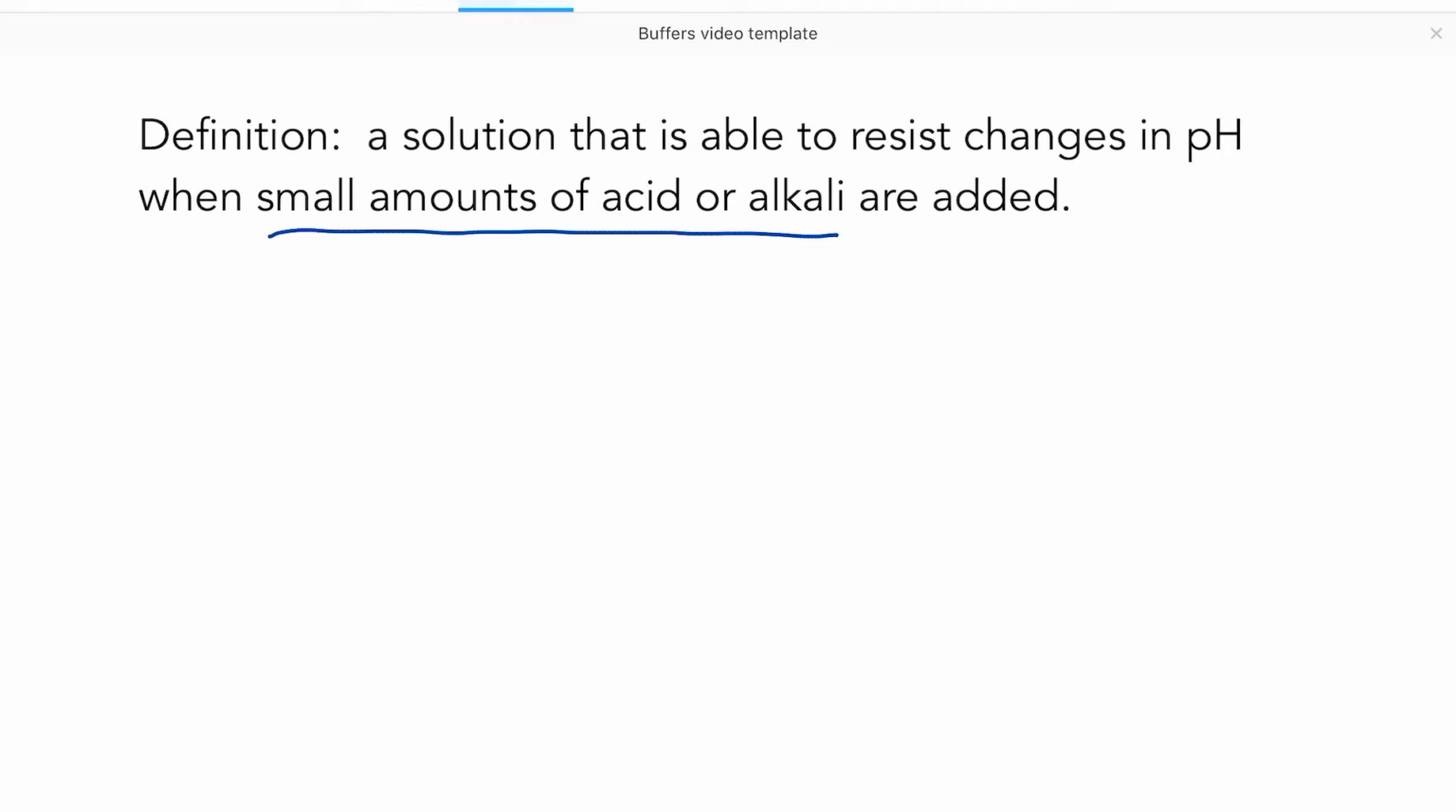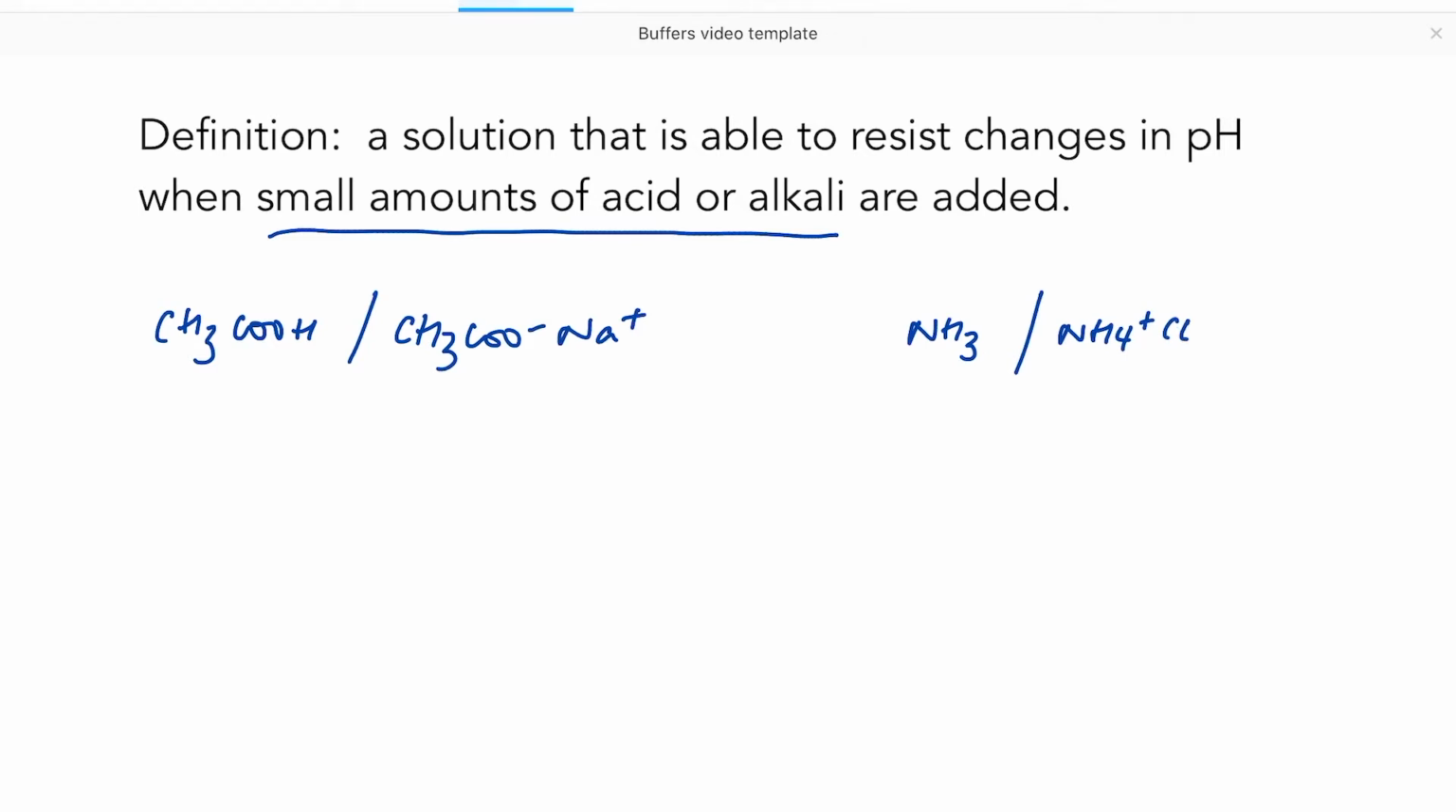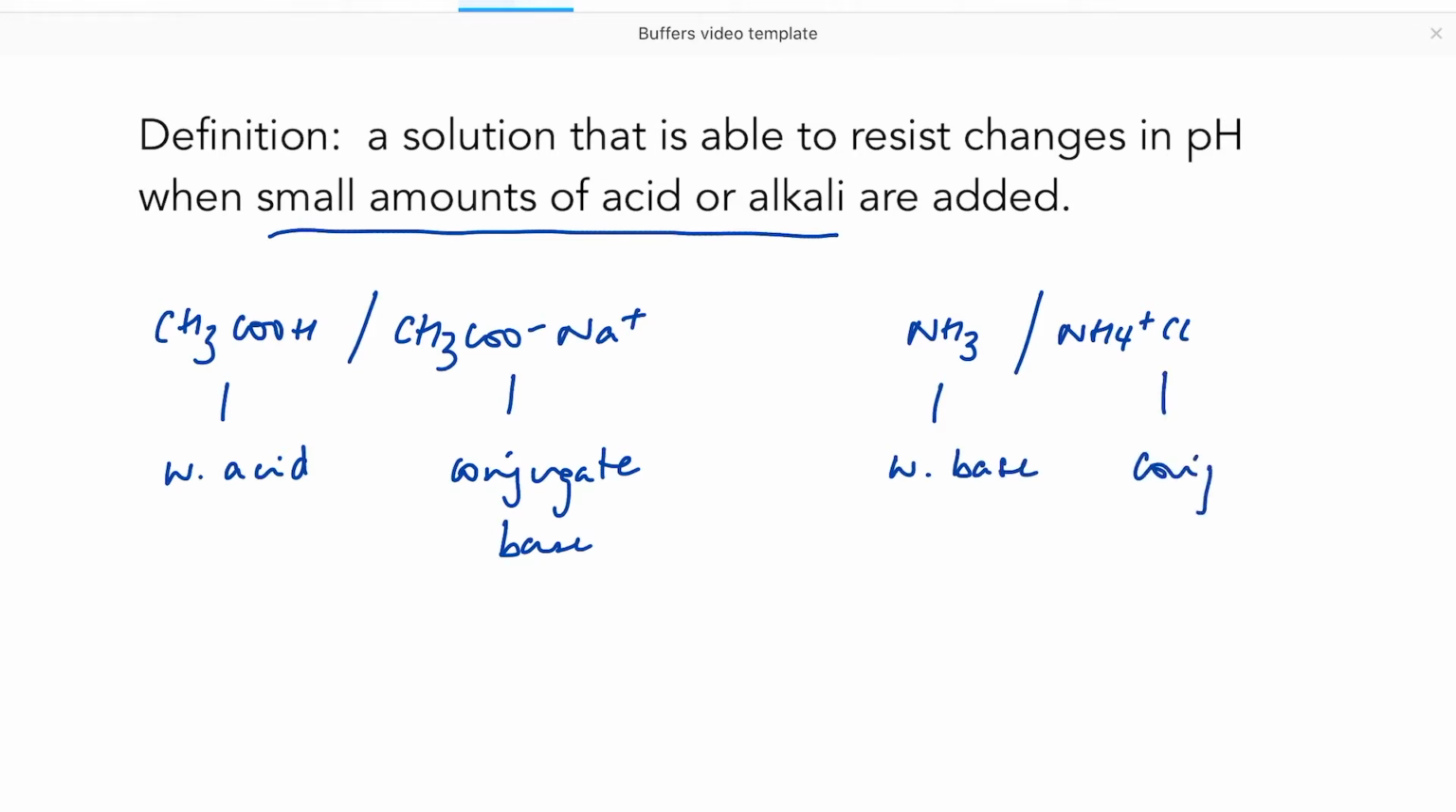So a buffer is a solution that's able to resist changes in pH when small amounts of acid or alkali are added. We can make it either from a weak acid and its salt, so I'm thinking something like ethanoic acid, and its salt might be sodium ethanoate, CH3COO- Na+, or alternatively a weak base, ammonia is a good example, and its salt, NH4+ Cl-. So we've got our weak acid and its salt, which is the conjugate base of that weak acid. And vice versa, we've got a weak base with ammonia, and ammonium chloride, or the ammonium ion there, is our conjugate acid.